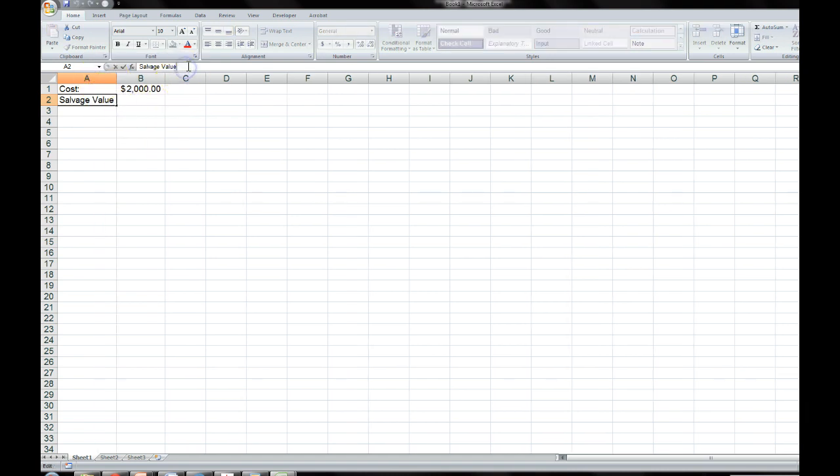So I would say cost. And let's go with the example in the book on page 223. Original cost was $2,000. Now, some of you guys know that I really like to make things look pretty, right? So here's my cost. We're going to say salvage value, and I'm going to put a colon for the sake of consistency. We're going to say salvage value is $175.